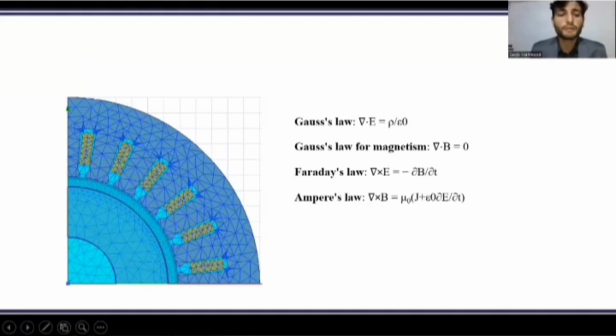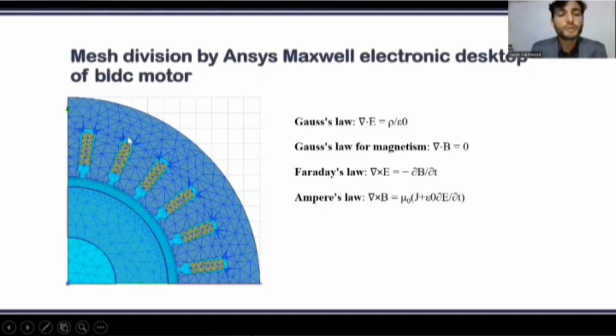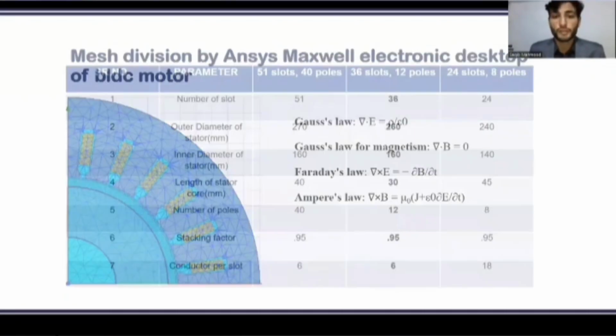So this figure shows the mesh division by ANSYS Maxwell, which is a small interconnected portion of the motor, and these are the equations which it used for the estimation of the electromagnetic properties of the motor.